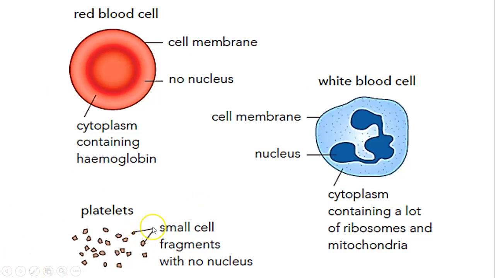Platelets. Platelets also are fragments of cells, and they are responsible for blood clotting, which means they stop the bleeding, and also they don't have a nucleus, so again they are made in the bone marrow.